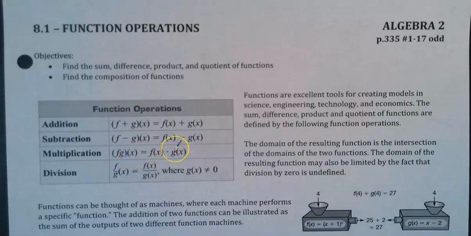In multiplication, if we have fg of x, it's just multiplying the function f of x times g of x. And here, when we have division, f divided by g of x, same thing, we're splitting this up. We're going to do f of x divided by the g of x. Obviously, our g of x, we do not want it to equal 0. Otherwise, it's impossible, right? We can't do anything divided by 0.